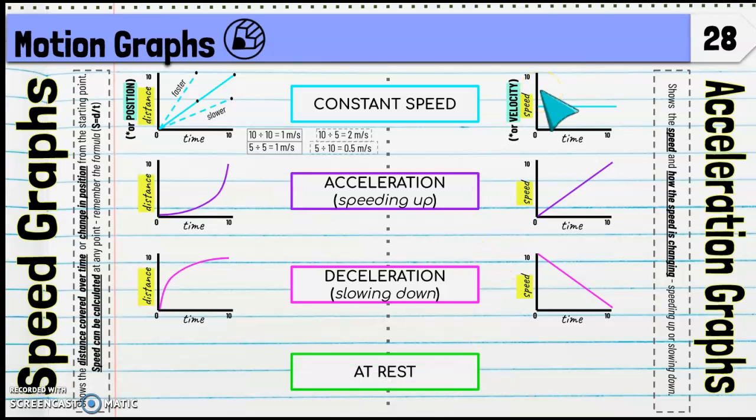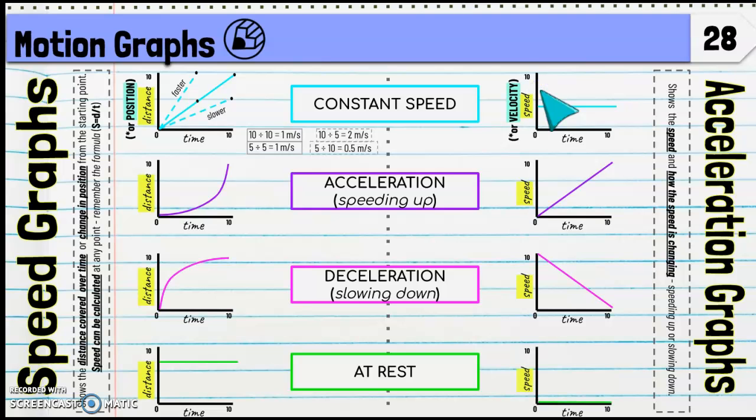Last, we'll take a look at when an object is at rest. In the speed graph, you see the straight line, which means that the distance is not changing. The distance is staying the same. So the object is not moving, it is at rest. So thinking back to our forces unit, when an object is at rest, remember those are balanced forces acting on it.